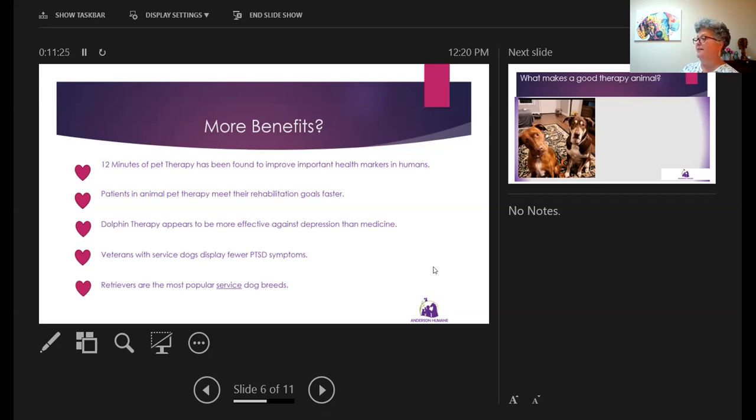Dolphin therapy, there it is again, appears to be the most effective against depression, more than medicine. Now, really, that's amazing. Veterans with service dogs display fewer PTSD symptoms. Now you see that word service dog there? That's a very different kind of dog than a therapy dog.